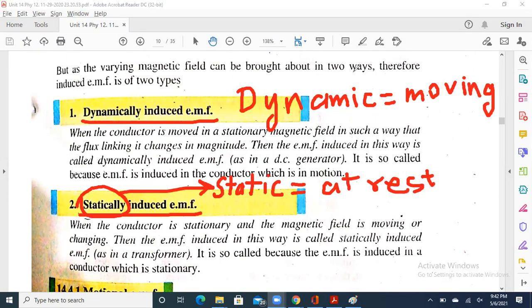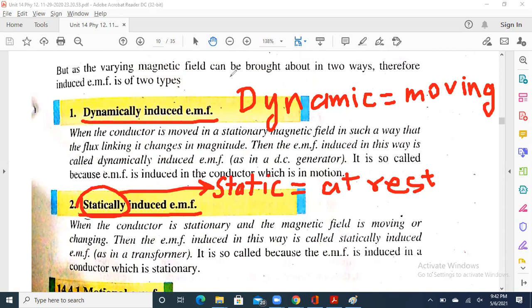So here we are having two things. One is dynamic, the other is static. And which is dynamic? What thing is dynamic or static? What thing are we talking about? We are talking about the conductor, the main conductor.